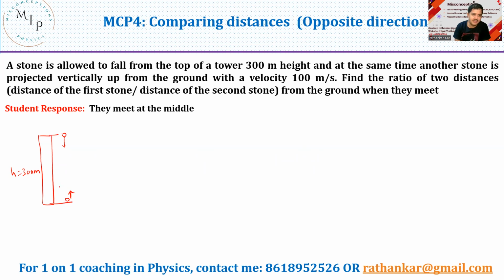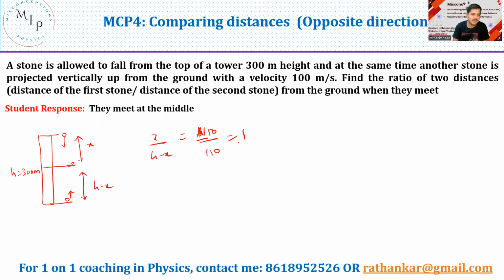So what the students usually consider is that they think this stone will go to half of it and this stone will come to half of it. So as a result, this is x over here, then this is h minus x over here. This distance will be equal to this distance. So x divided by h minus x has been asked. Since x is nothing but h, which could be around 150 meters, and this is also 150 meters, they give the answer as 1.